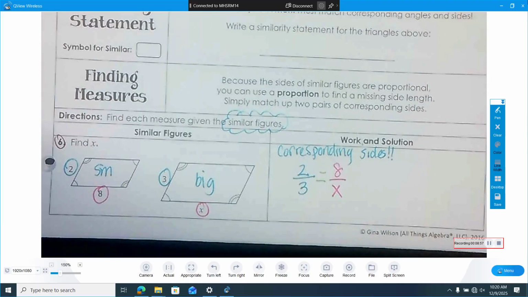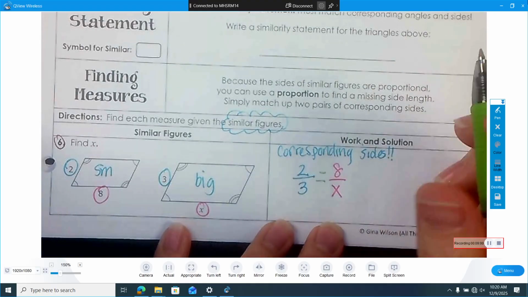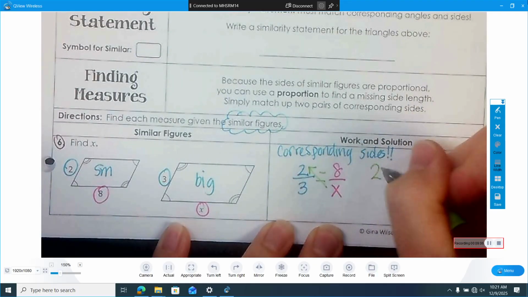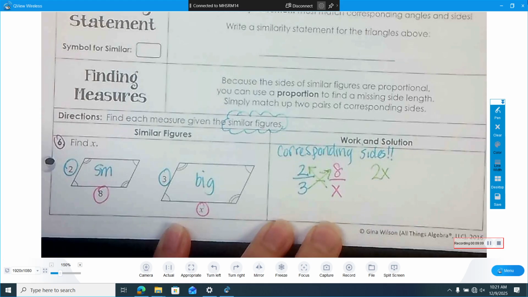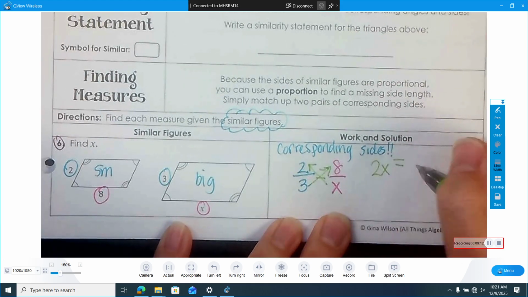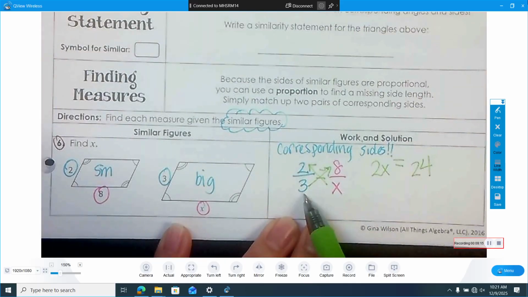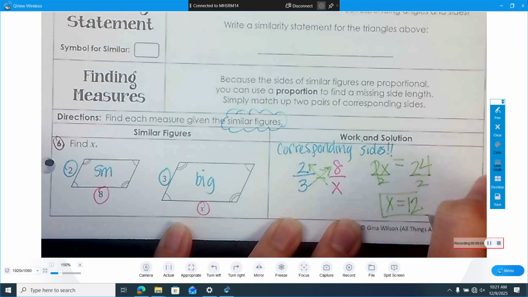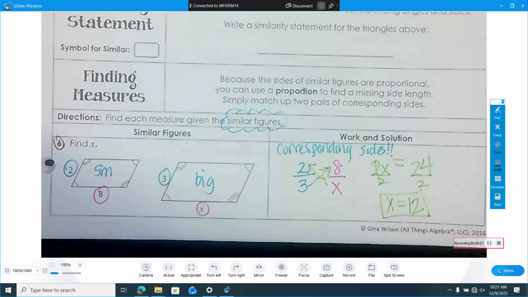How do we solve the proportion? Cross multiply. You guys should be taking notes. We're going to cross multiply. 2 times x is 2x. 3 times 8 is 24. So we are cross multiplying. And then how do we get x by itself? Divide by 2. We get 12. X equals 12. And that's all we have to do. Find our corresponding sides and cross multiply. All right, let's turn the page.